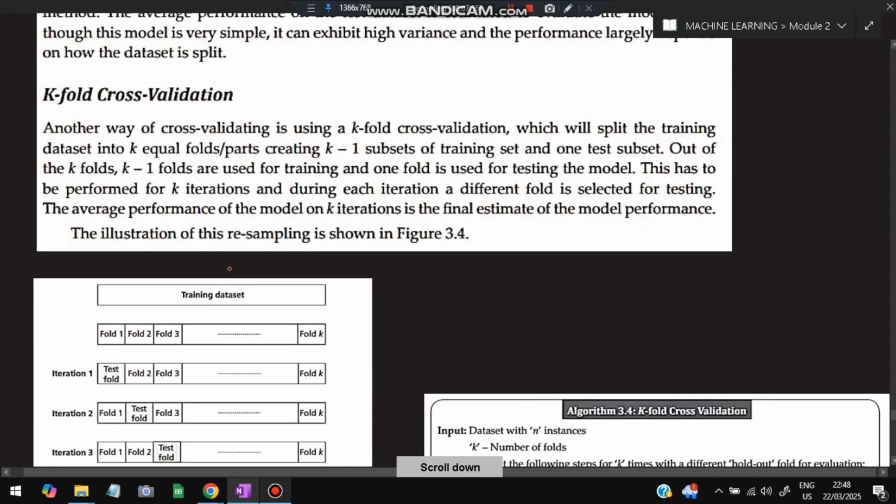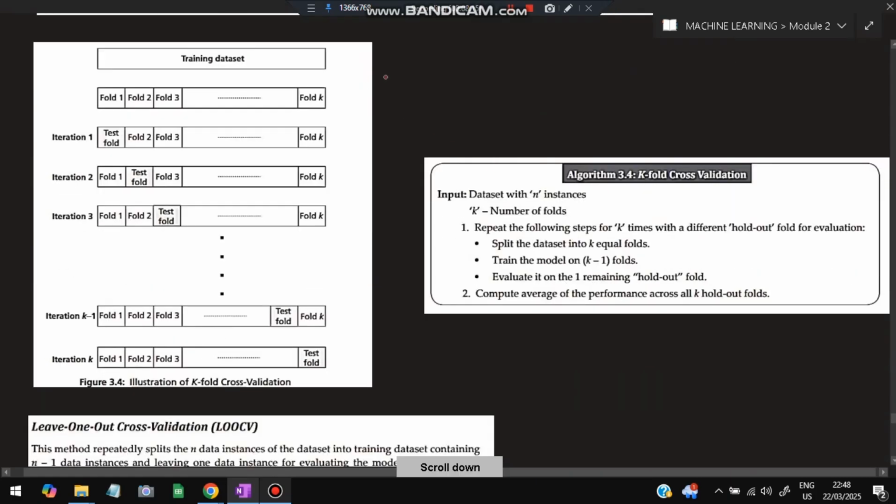Second is the k-fold cross validation. Here what happens is the data set is divided into k parts, creating k minus 1 subsets for training. Whichever is used for training will not be used for testing. Based on this, we get the performance of the k iterations. In each iteration one fold will be considered for testing. So this is the example given here.